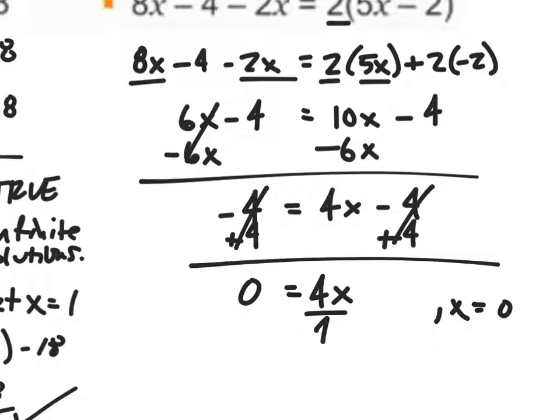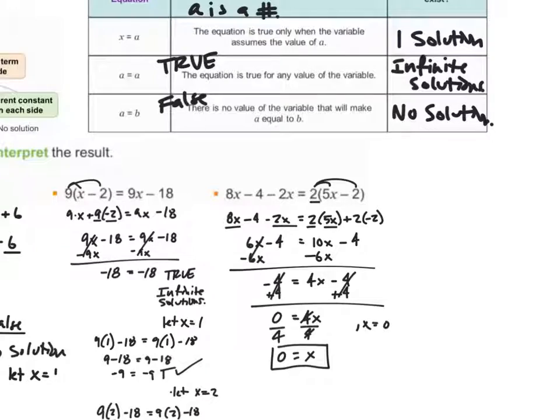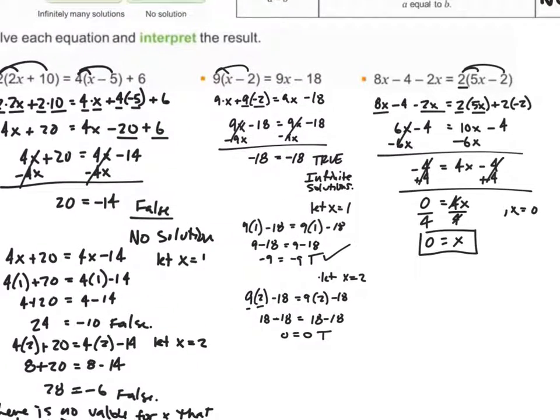Now, if I divide both sides by 4, the 4's divide out to 1, so we're left with x. 0 divided by 4 gives me 0, and that's my answer for x. So this one we do just have one solution, where x equals 0.